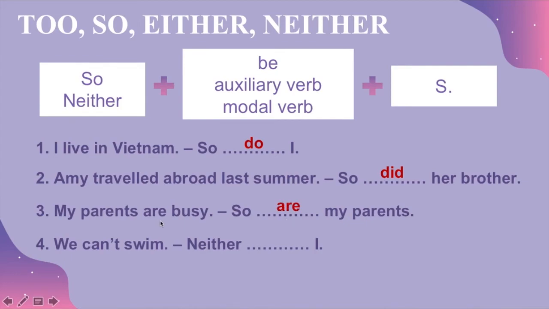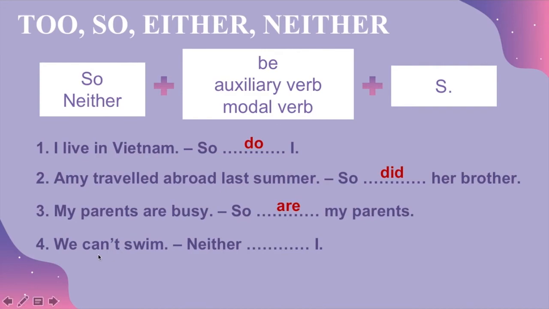Trong câu số 3 thì mình có động từ to be là are ở thì hiện tại đơn, cho nên chỗ trống mình cần điền cũng phải là một động từ to be ở thì hiện tại đơn. Và bởi vì cái chủ ngữ ở đây là my parents, cho nên mình sẽ chọn động từ to be là are. Number 4. We can't swim.